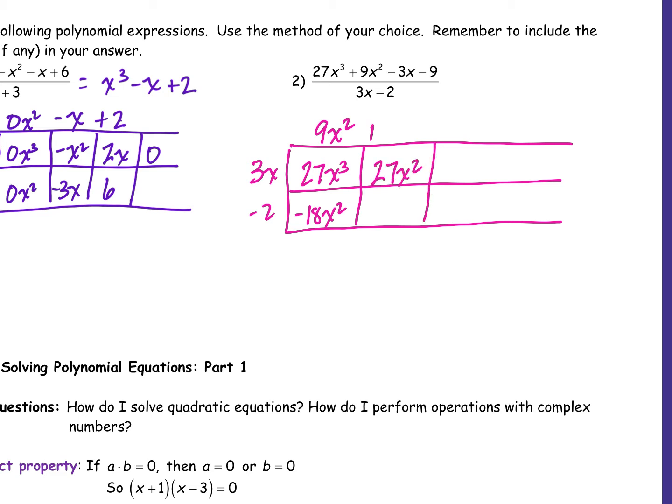And so again, I get 9x, so negative 18x. What do I add to negative 18x to get negative 3x? 15x. And 3x times 5 gives me 15x. So that would give me negative 10. And what do I add to negative 10 to get negative 9? 1. So that would be plus 1 over 3x minus 2. And there's my answer.